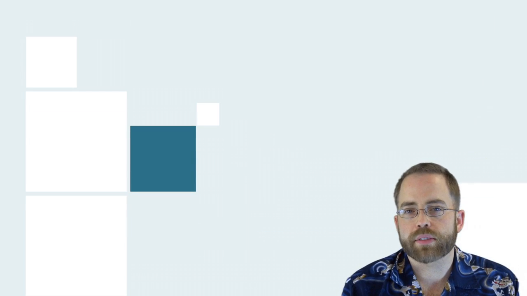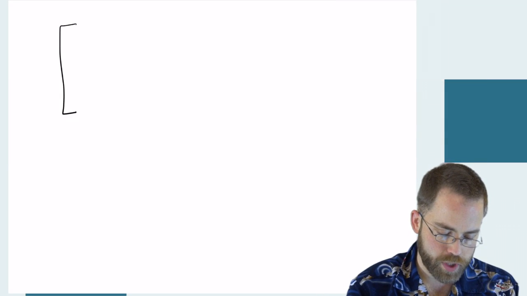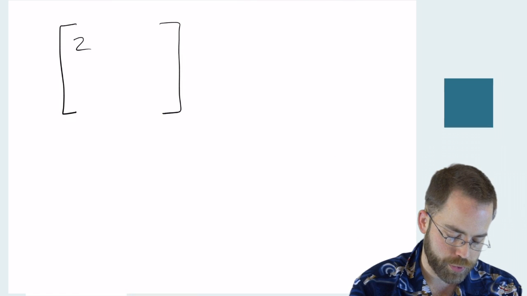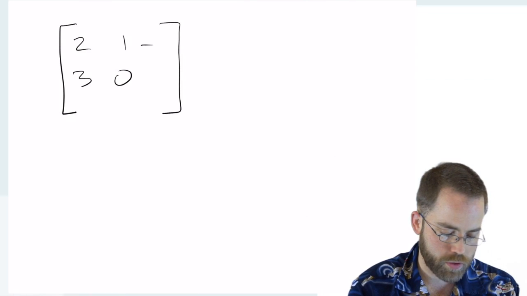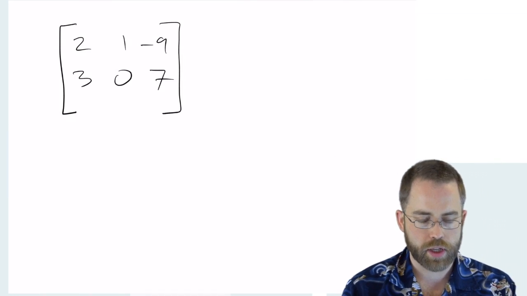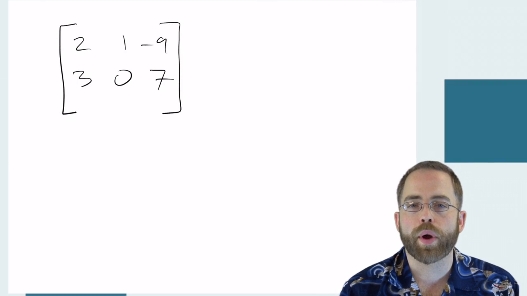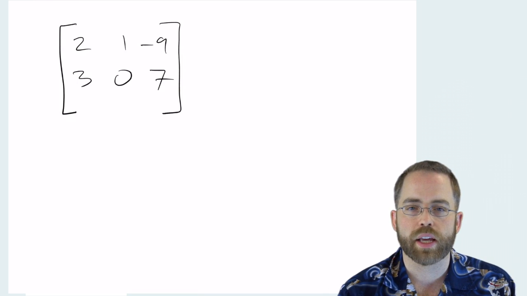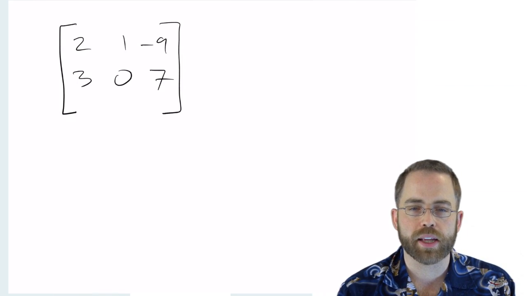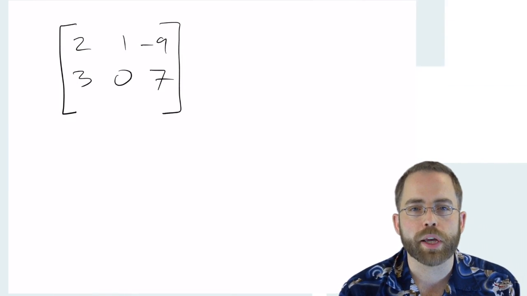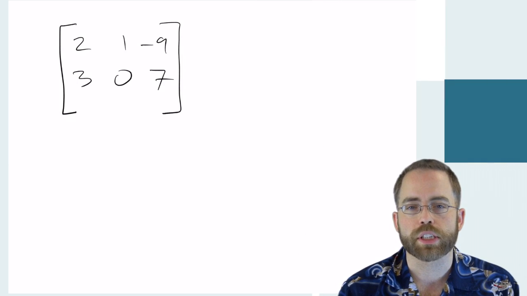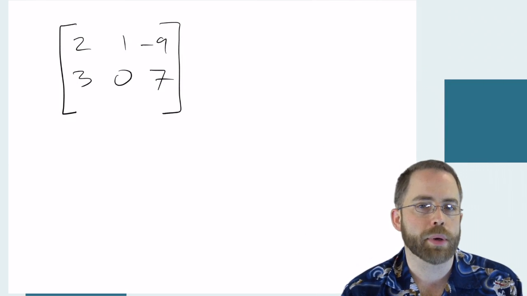What a matrix is simply a bunch of numbers put into rows and columns. So for example, if we said that we took the numbers 2, 3, 1, 0, negative 9, and 7 and laid them out like that, then that is a matrix. The box around it helps you keep it straight, to say where the edges are and keep things neat. But as long as you have information that is organized two-dimensionally, then that is a matrix.